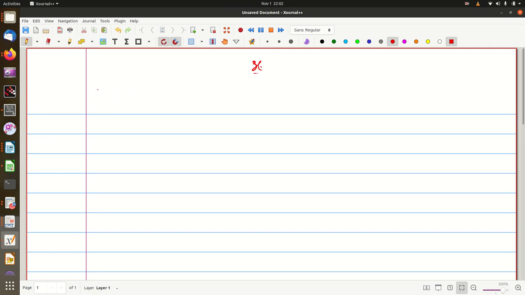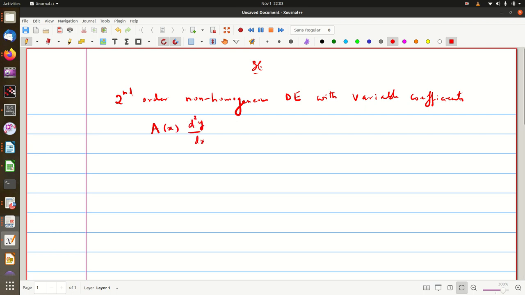Okay, now let us look at how to solve a second order non-homogeneous differential equation with variable coefficients. Say given by, let us say, some a of x into d squared y by dx squared plus b of x into dy by dx plus c of x times y equal to d of x. So this is a non-homogeneous function.